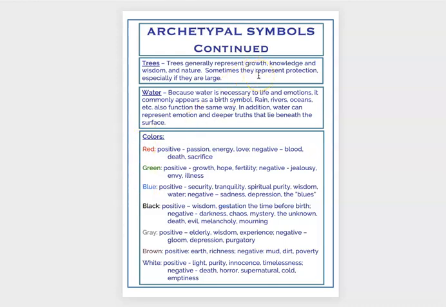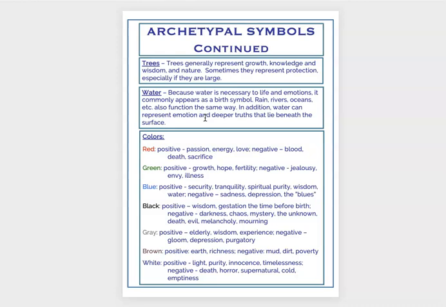Trees, of course: growth, knowledge, wisdom, nature, protection. Often if there's a wasteland, or an apocalyptic hero is coming into a situation where there's been a lot of damage, we'll get descriptions of ravaged trees, and it represents kind of the withering of the society, right? Water, everywhere. People dream about water all the time. I mean, water is everywhere.